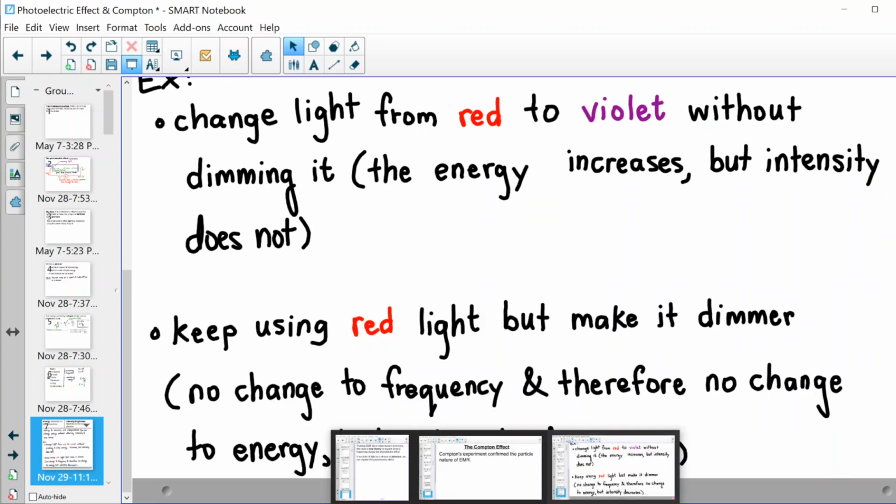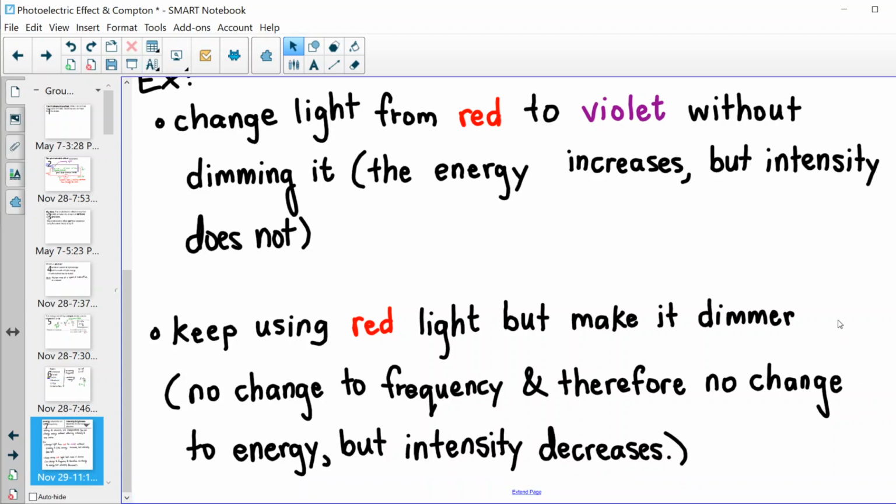Or I could do the opposite. I could keep using red light the whole time, but make it dimmer. So because there was no change to the frequency, there was no change to the energy, but the intensity went down.